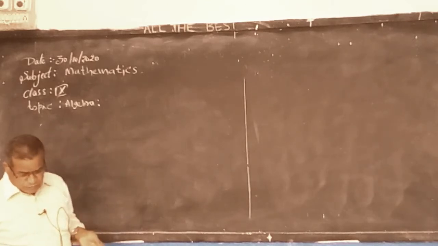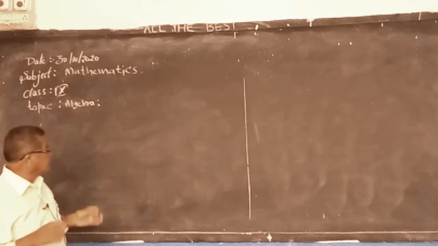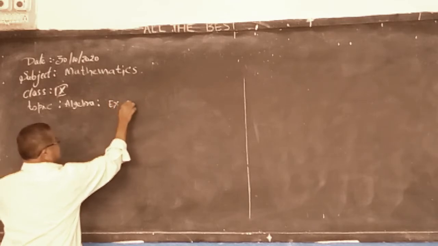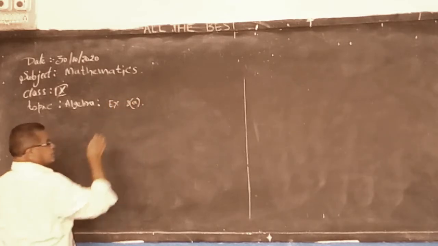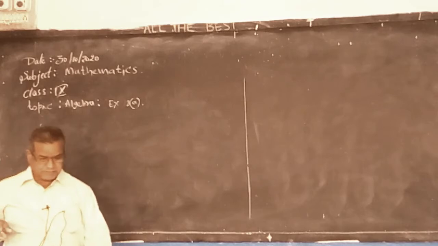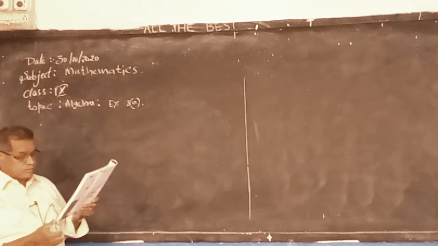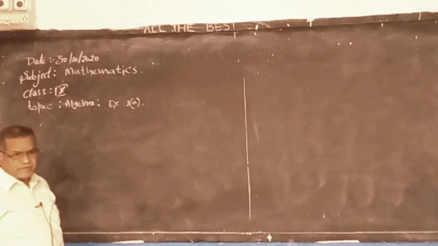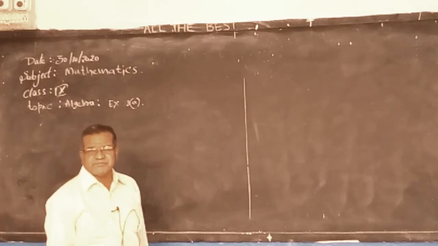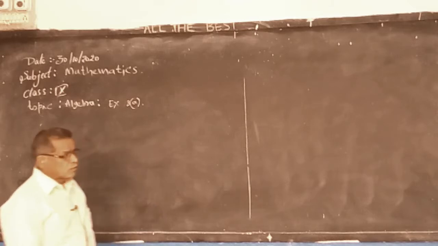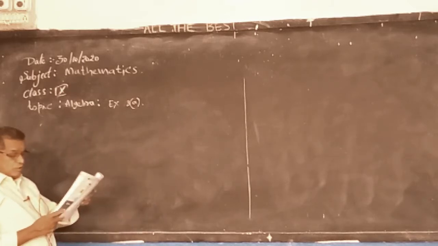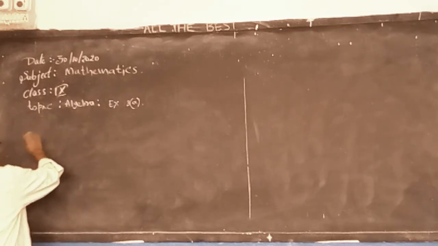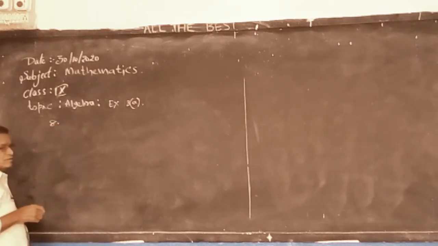Third chapter, exercise 3A. Let us do a few problems on this. Yesterday we did problems where, if the given expression is a perfect square, we find the unknown value. In the 8th question, continuation.